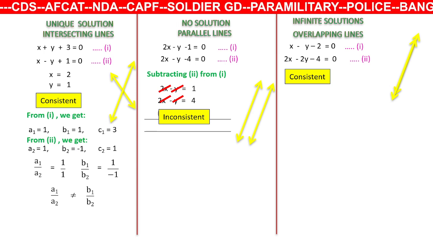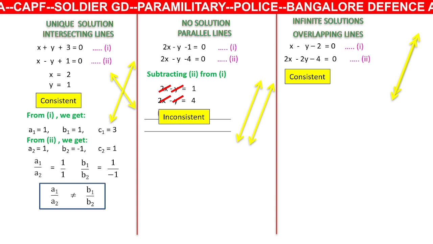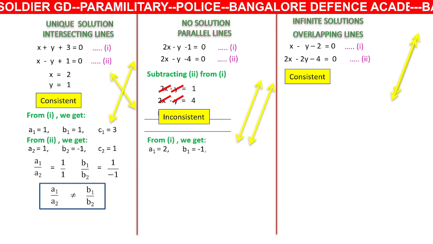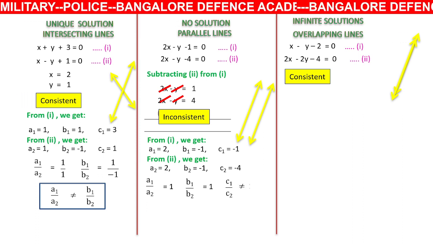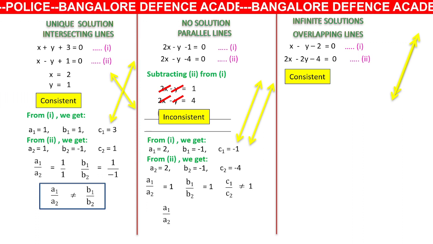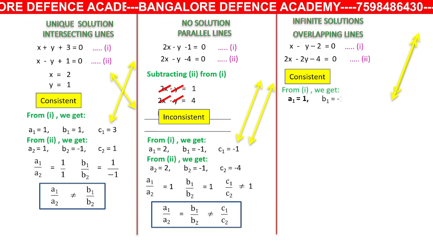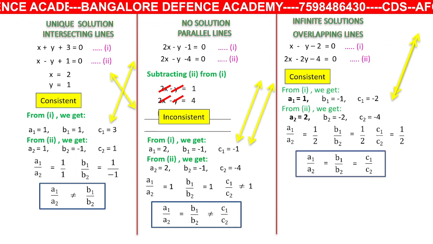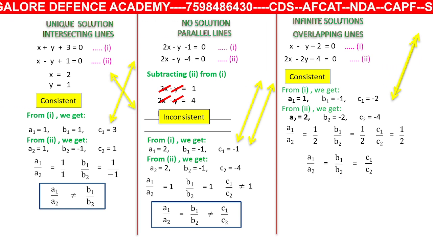If a1 by a2 is not equal to b1 by b2, that means it is a consistent kind of question, or the lines are intersecting with each other. Now in this case, a1 by a2, b1 by b2, and c1 by c2: c1 by c2 is not equal to the other two. And in this case you have a1 by a2 is equal to b1 by b2 is equal to c1 by c2.